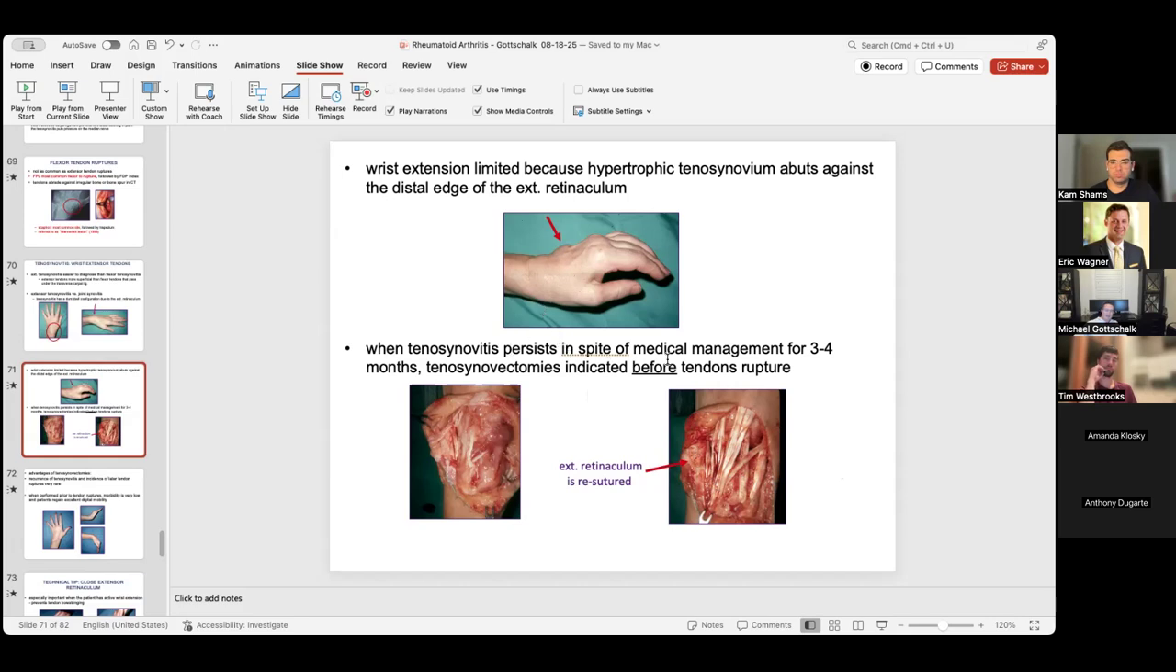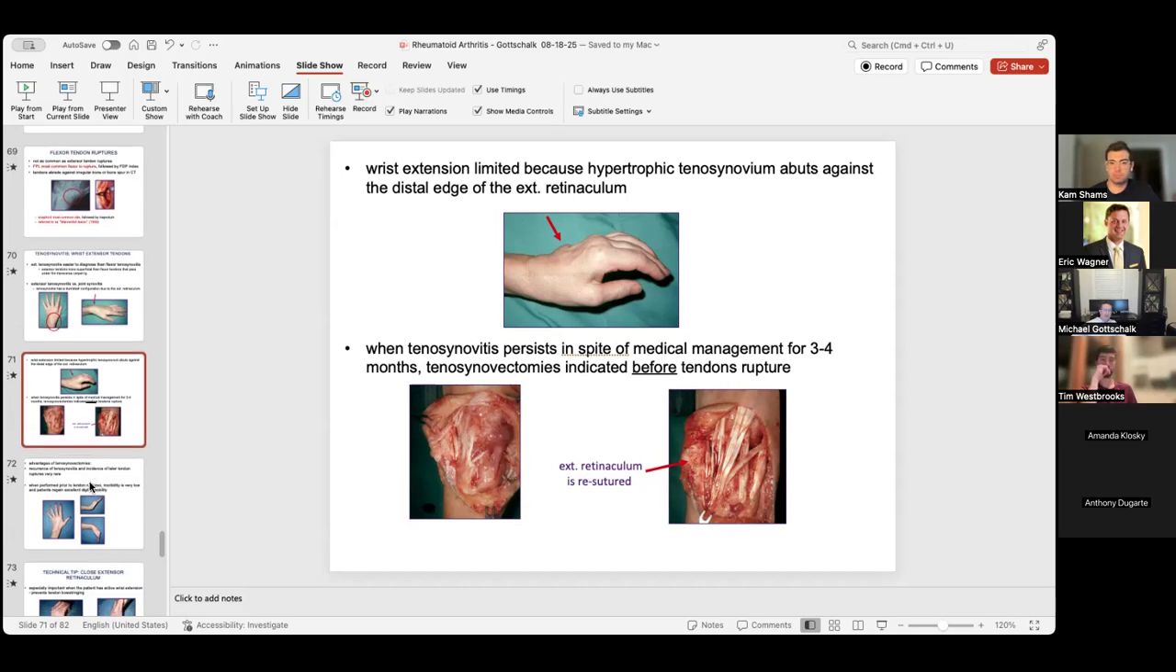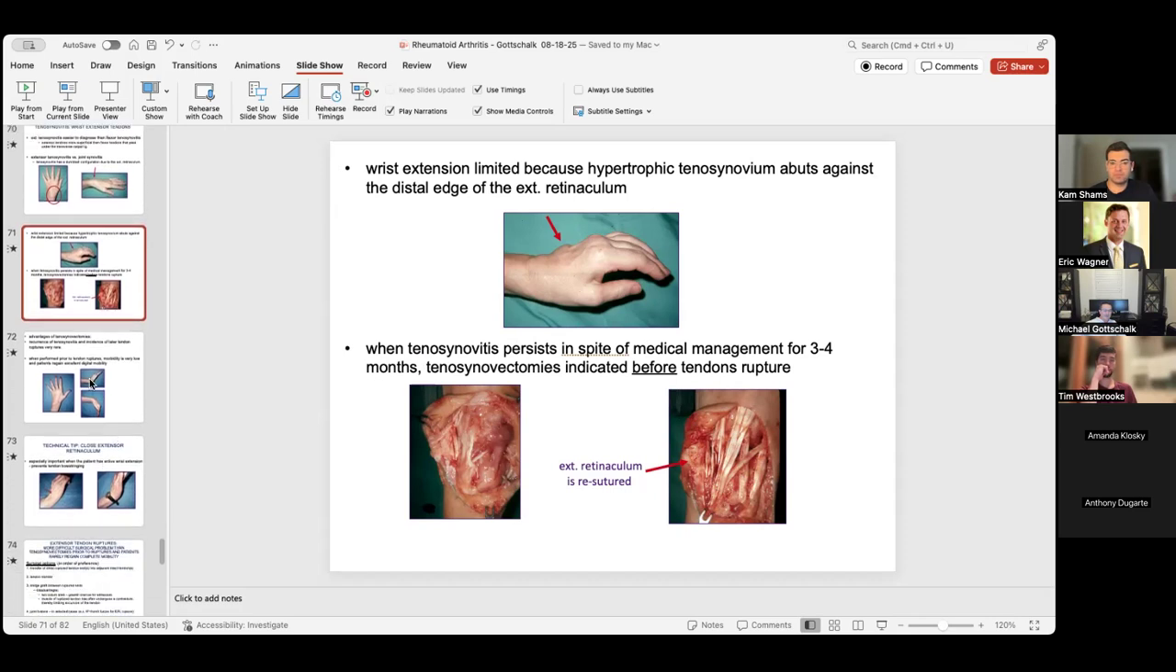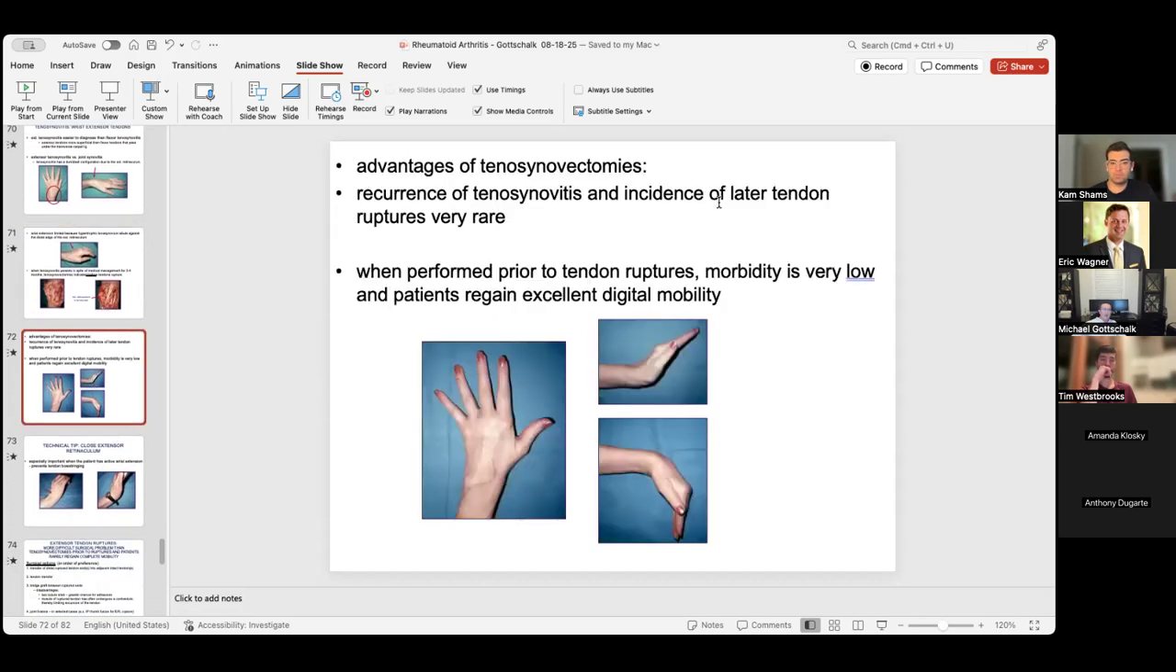And this is typically what we think about. When the synovitis is persistent despite having medical management for 3 to 4 months, this is often where you think, okay, you're going to go in there and do a synovectomy to get enough control over their issues. Obviously, the advantage of the tenosynovial graft is that recurrences are very rare, yet it can come back.